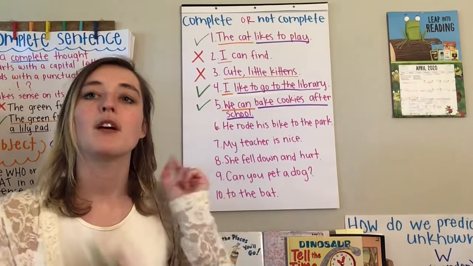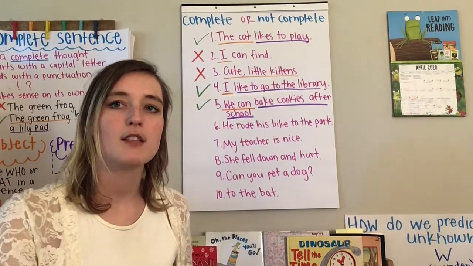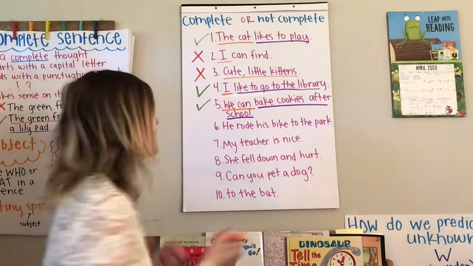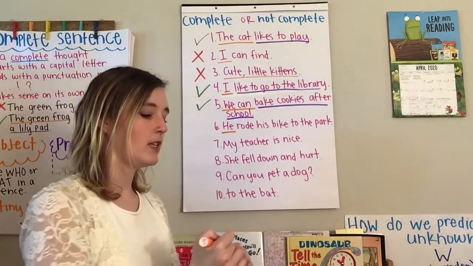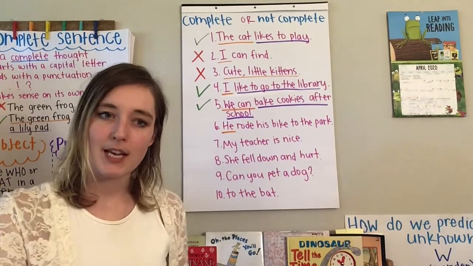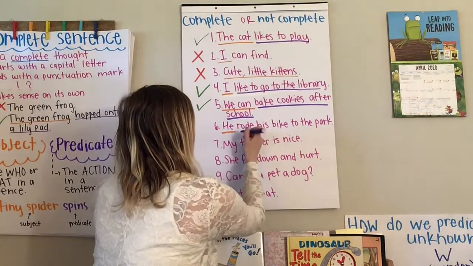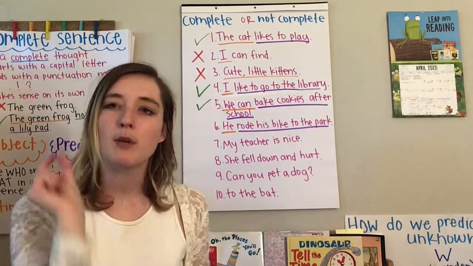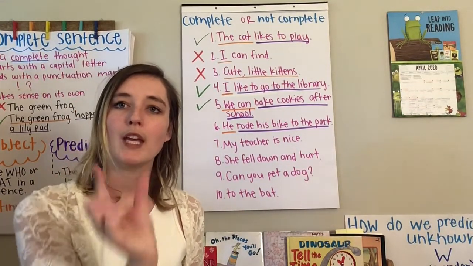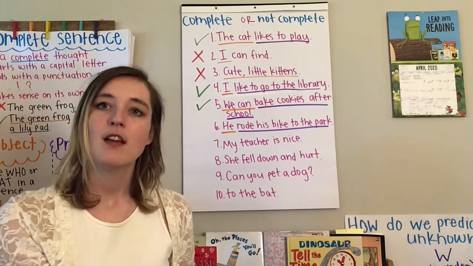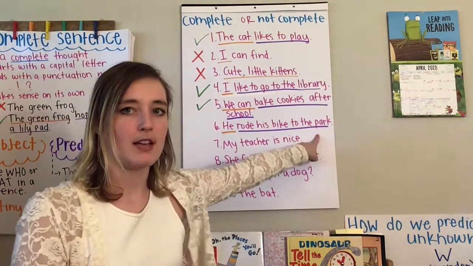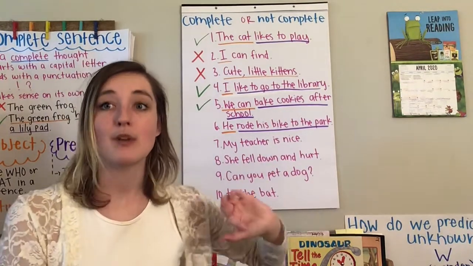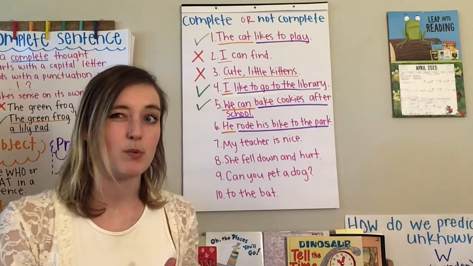Okay, next, number 6. It says, he rode his bike to the park. The subject is this he person, and the action, the predicate, is rode his bike to the park. So sometimes the subjects can be really, really small. He, we, I, the cat, and then the predicate is what the thing does. It can be a little bit longer, and the longer the predicate is, the more details being added into the sentence, which is good.